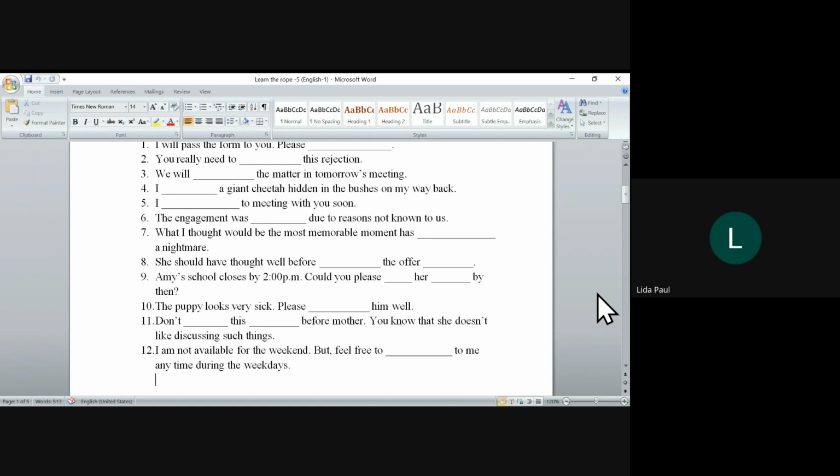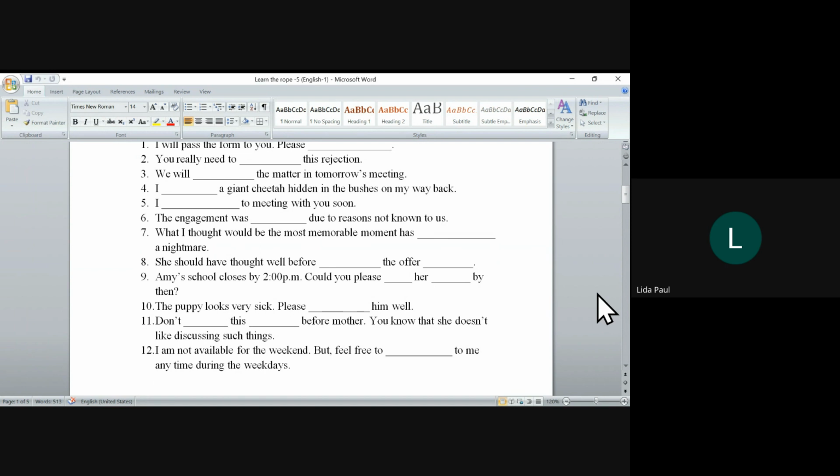Okay, 11th one. Don't dash this dash before mother. You know that she doesn't like discussing such things. Only two are left, I think. Bring up and one more. Yes, the answer is bring up. Correct, right? Don't bring this up before mother.